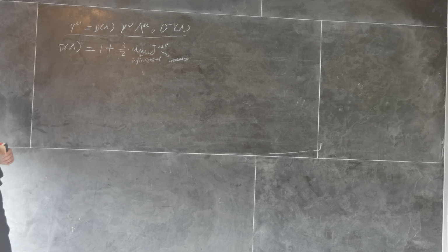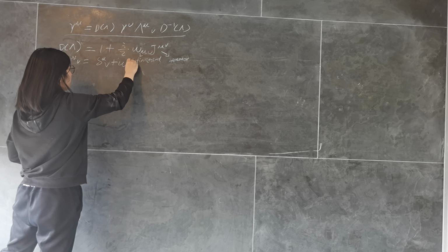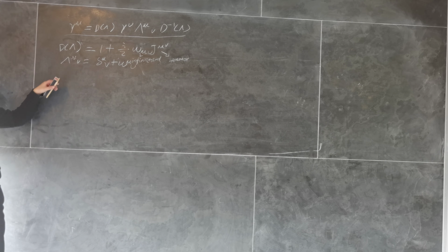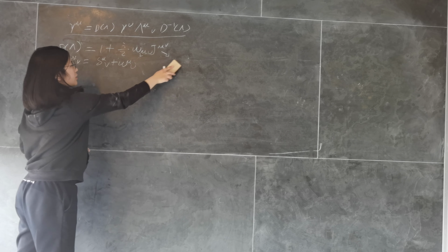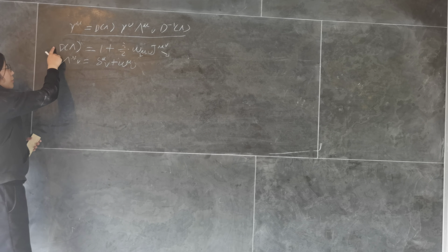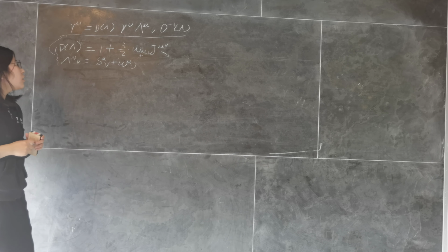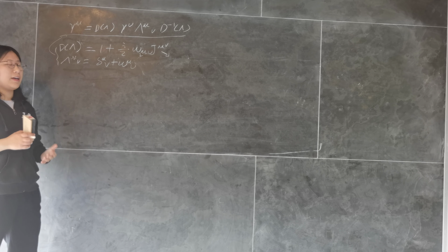And we also know what lambda mu nu is. Lambda mu nu is just delta mu nu plus some omega mu nu. It is still an infinitesimal expansion. I should erase here to make this more clear. Okay, so this is what we have. So now, what shall we do? We shall plug these formulas into this equation to see what we can get. What properties should J mu nu and gamma mu satisfy?